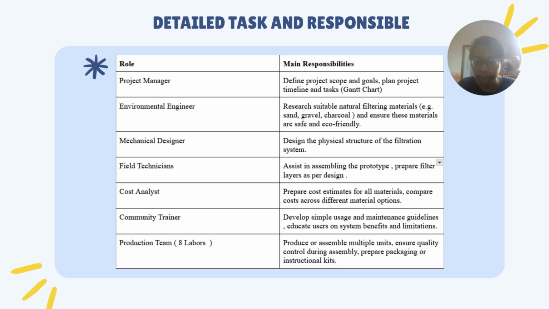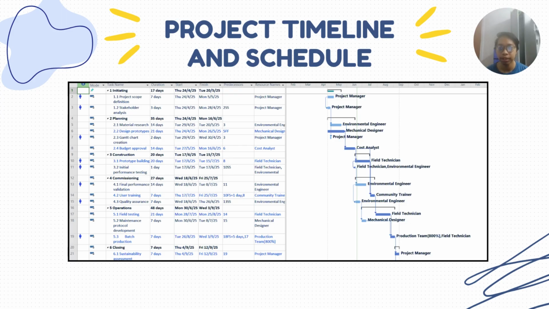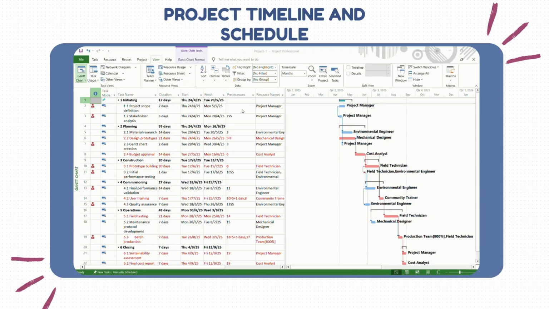For detailed tasks and responsibilities, all of these positions are crucial and necessary for our project. For the project schedule, we will use the Microsoft Project application for doing the Gantt chart. The details of our Gantt chart are on the left and the right side is the Gantt chart itself. We use the previous engineering course KIG2016 to help us guide scheduling our project. All of this happened in the span of around 20 weeks.